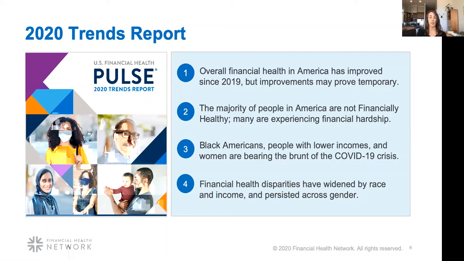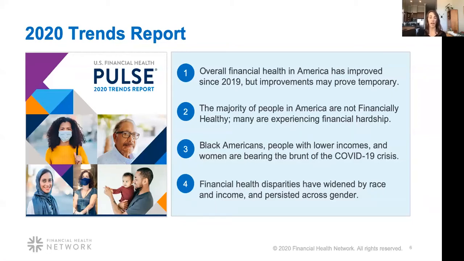Digging deeper into the data, we also found that despite some of these positive improvements on the national level, the majority of people in America are not financially healthy, and that many are actually experiencing extreme financial hardship amidst the ongoing pandemic. As we continued to disaggregate the data, continued to dig deeper, we also found that certain groups of Americans, specifically Black Americans, people with lower incomes, as well as women, are really bearing the brunt of the ongoing COVID-19 crisis.